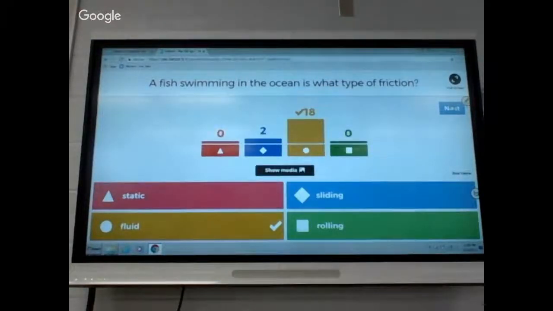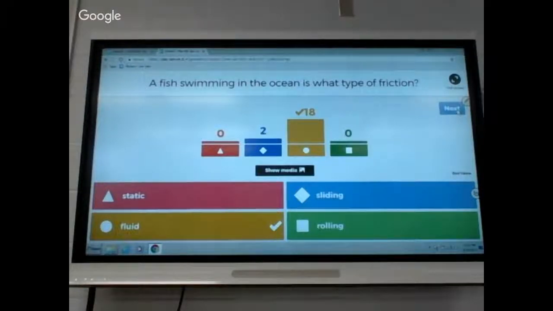All right, so we only had 2 people who picked sliding, and it could be that someone tried to activate the mouse and it accidentally clicked, and that happens. It happens with the computer. It happens with cell phones all the time too. If the fish is in water, it has to be fluid friction.